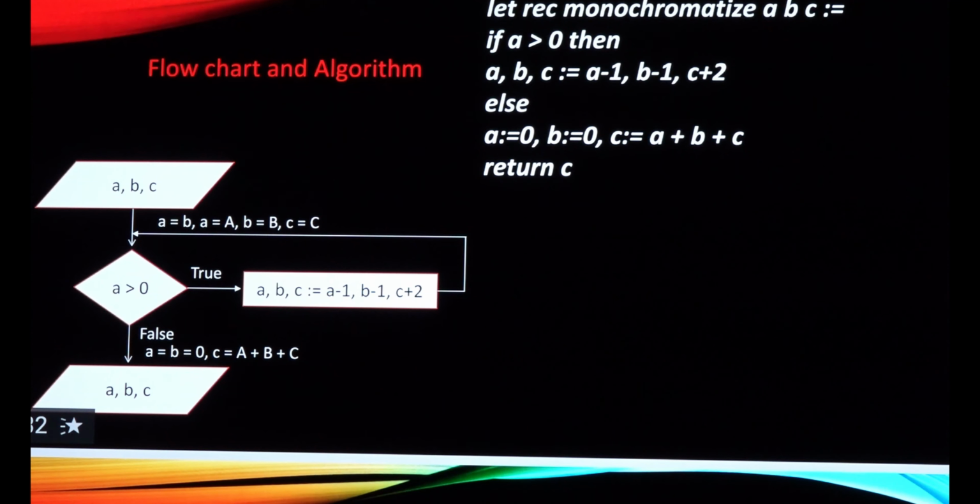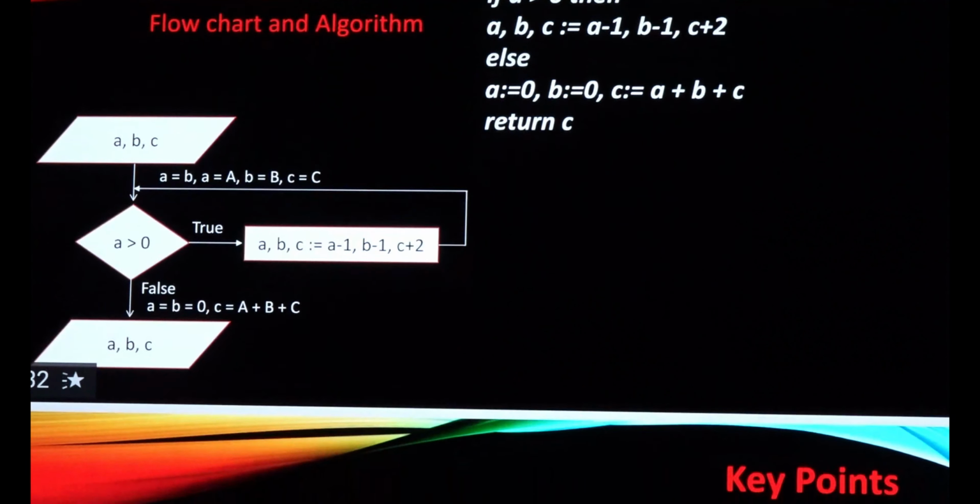A flow chart is a pictorial representation of an algorithm. You see the flow chart. Monochromatize(A, B, C). If A is greater than 0, then A, B, C equals A minus 1, B minus 1, C plus 2. Else A equals 0, B equals 0, C equals A plus B plus C, return C. Here the parallelogram takes 3 inputs A, B, C. The condition you will check is A greater than 0. If true, A, B, C equals A minus 1, B minus 1, C plus 2. If false, A equals 0, B equals 0, C equals A plus B plus C. Here A, B, C is a print statement.